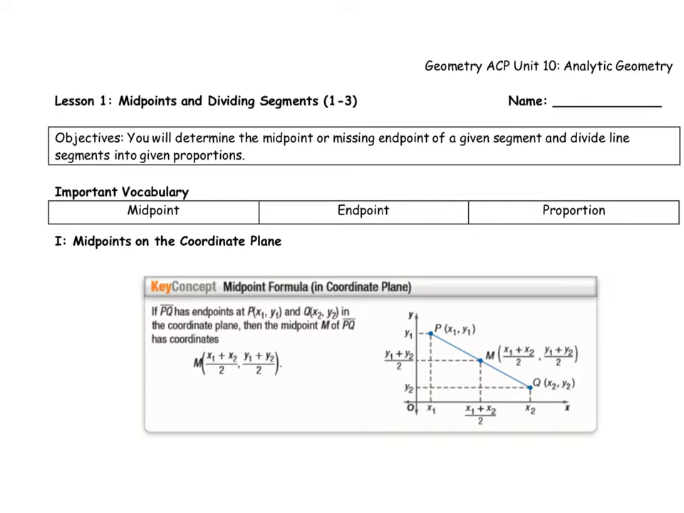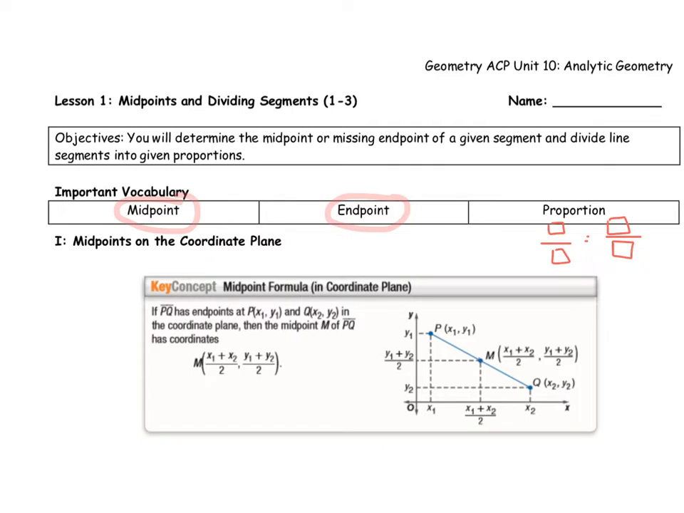So in order to do those things, we need a little bit of vocabulary. We're going to talk about a midpoint and an endpoint. And then just a reminder that a proportion is a comparison of two ratios. All right, so in a proportion, one ratio is equivalent to another ratio. So that's how we'll work with that. So let's start with midpoint.